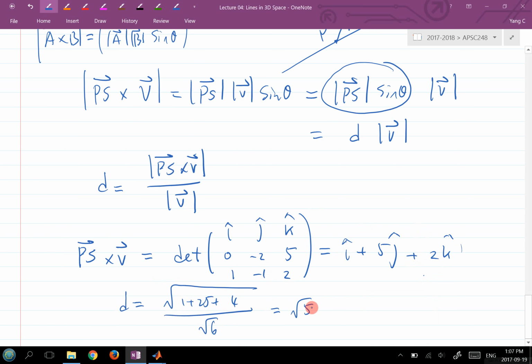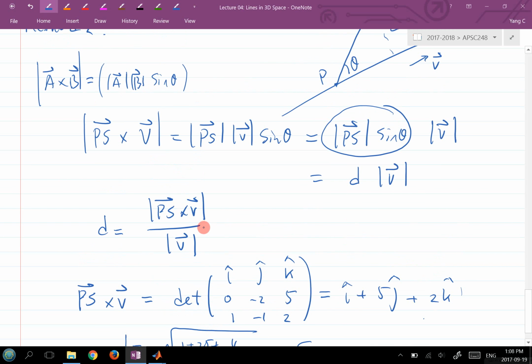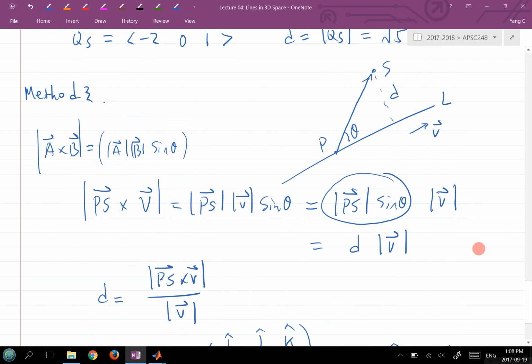Any questions so far on this cross product here? Okay. Now, even better, I want you to look at this result here: d equals the norm of PS cross v, over the norm of v. And I want you to relate it to one of the things that we learned in the review section.